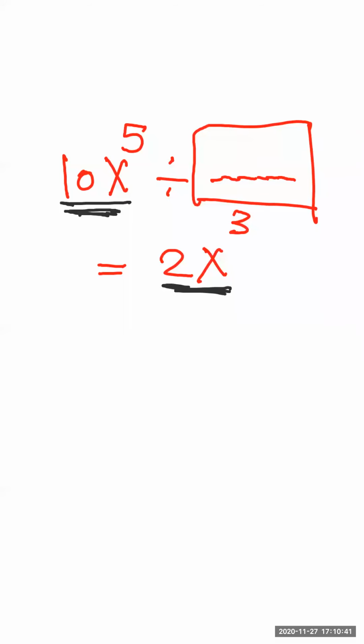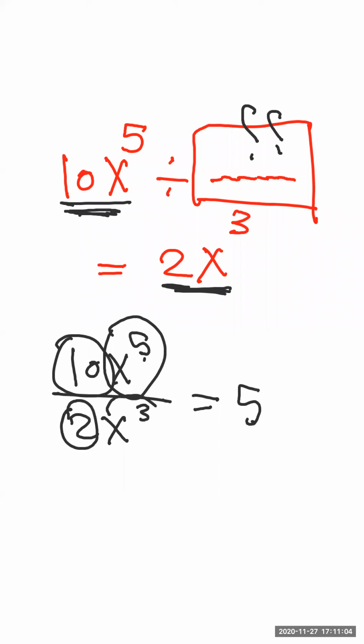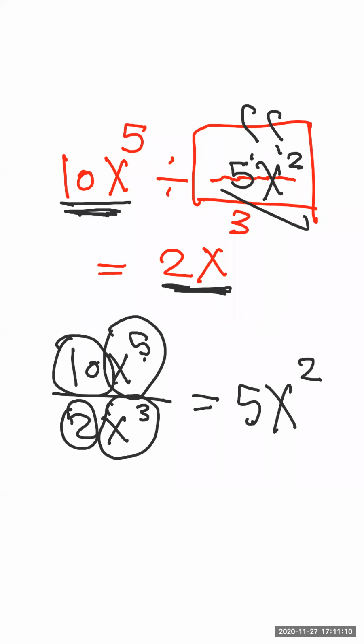Okay, so now how to get this value here? Actually, we want to get this one, so it's very easy. I will just divide 10x power 5 by 2x power 3. So 10 divided by 2 equals 5. X power 5 divided by x power 3 equals x squared. So this one is 5x squared. That's it. Okay, guys, are we clear? Yes, mister. Okay, very good.